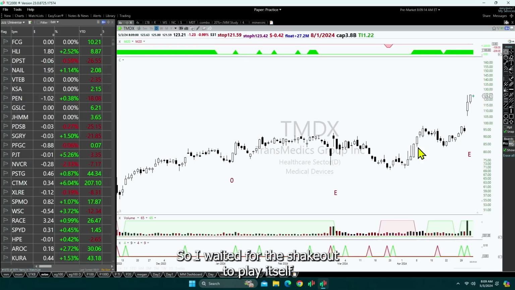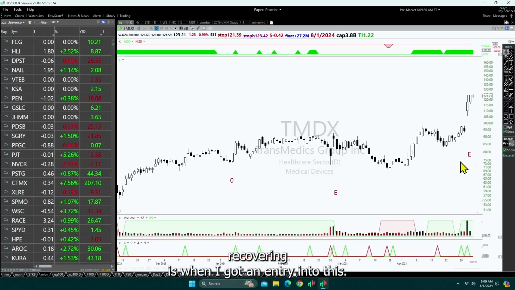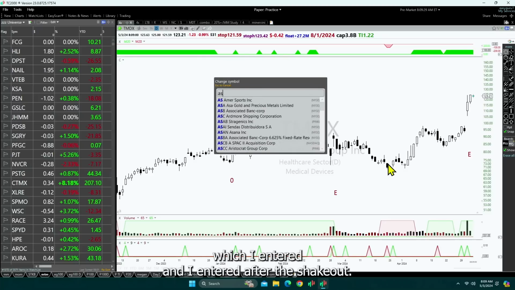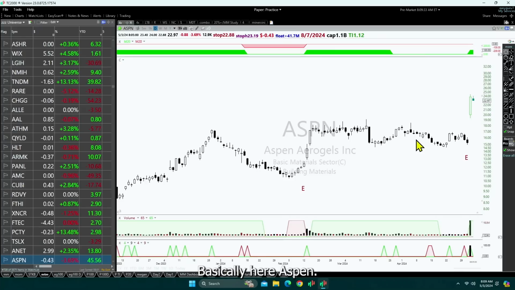So I waited for the shakeout to play itself out. As soon as the shakeout was played out and the stock started recovering is when I got an entry into this. Now similarly, yesterday there was a stock which I entered, and I entered after the shakeout, basically here, Aspen.